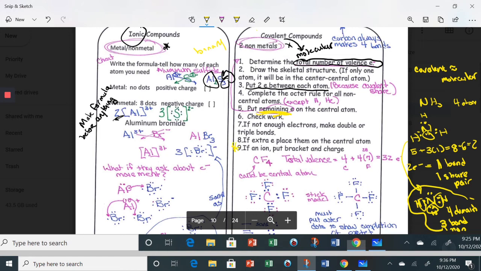And this holds true even here. You can make polyatomic ions with covalent bonds. So if you make an ion, you better put a bracket and a charge. This is uber important when it comes to polyatomic ions.